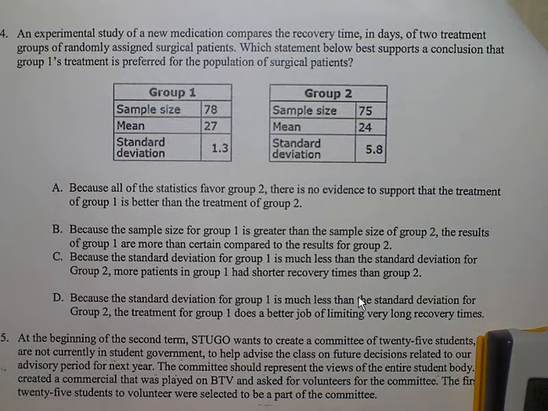So this experiment study is based on a new medication that compares the recovery time in days of 2 treatment groups of randomly assigned surgical patients. Which statement below best supports the conclusion that group 1's treatment is preferred for a population of surgical patients?